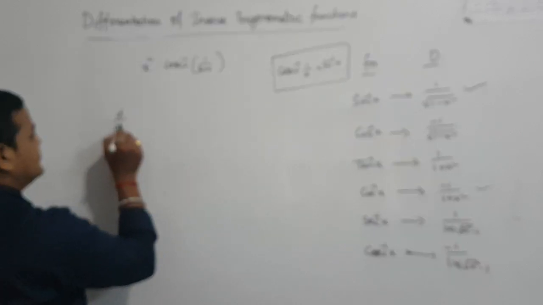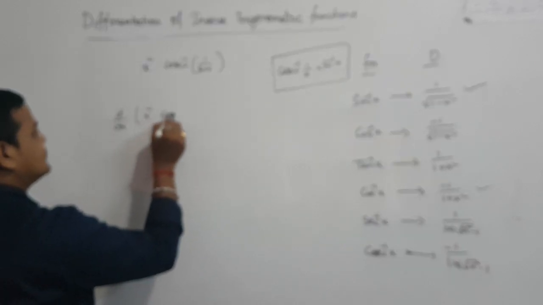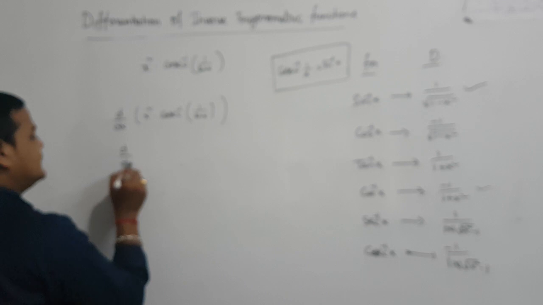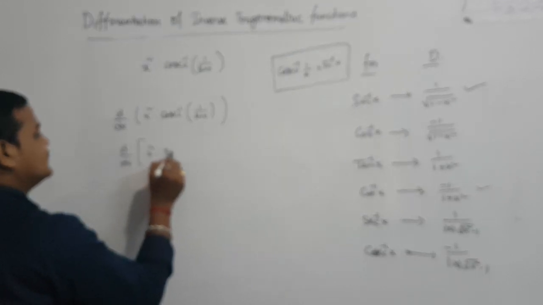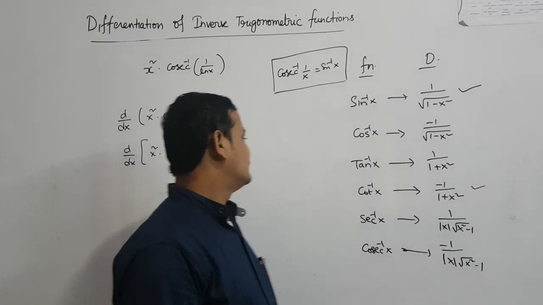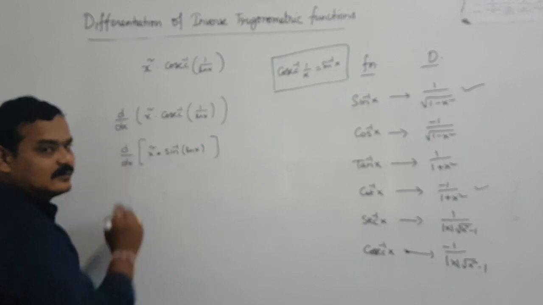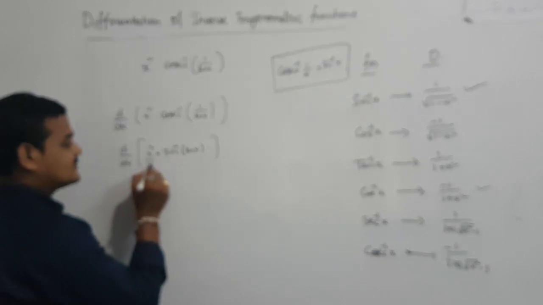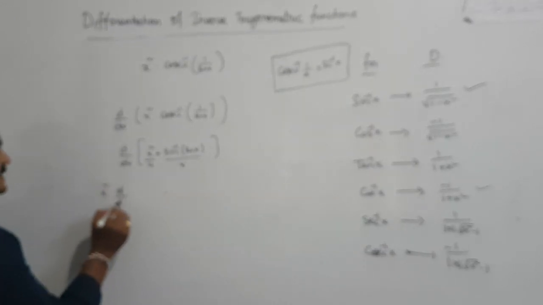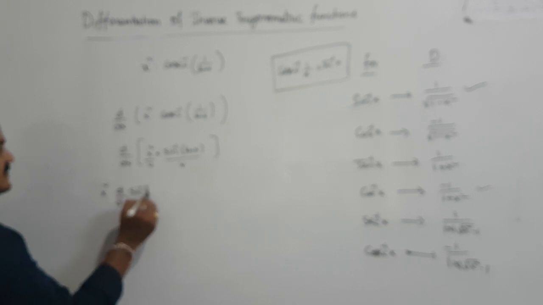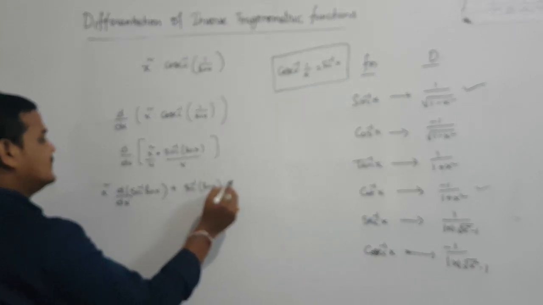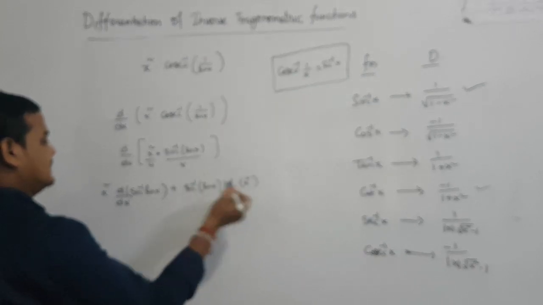Now d/dx of x square into cosec⁻¹(1 by ln x) can be written as d/dx of x square into sin⁻¹(ln x). Now this derivative is easy. First of all, it is looking like the product rule. It is the first function u, and the second function v. So x square into d/dx of sin⁻¹(ln x), plus sin⁻¹(ln x) into d/dx of x square.